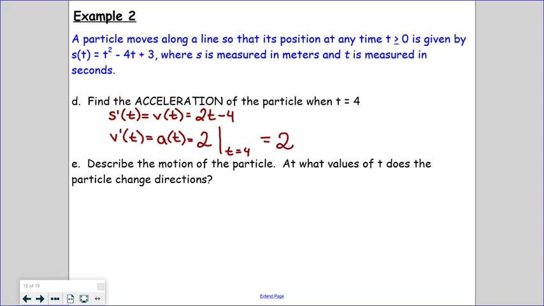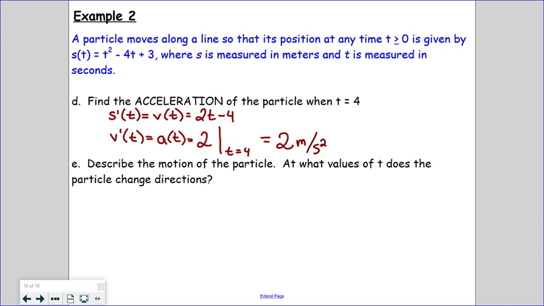What would our label be for our acceleration on that? Meters per second, right? Velocity was meters per second, acceleration is meters per second squared. Any questions so far?